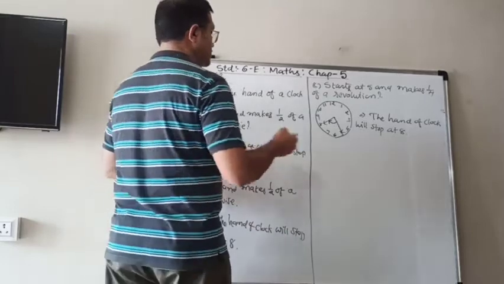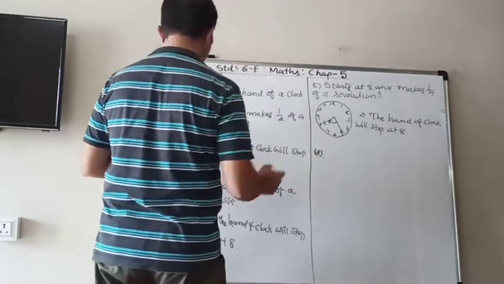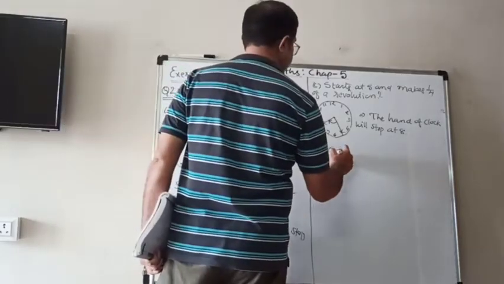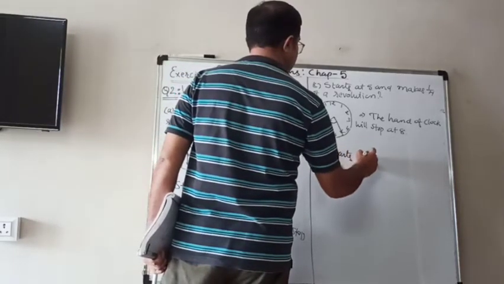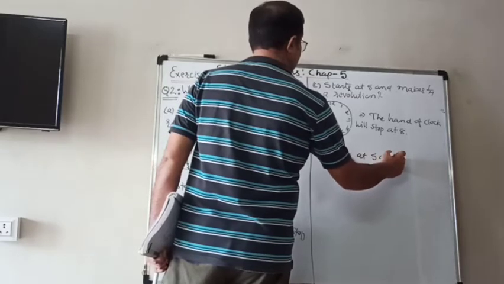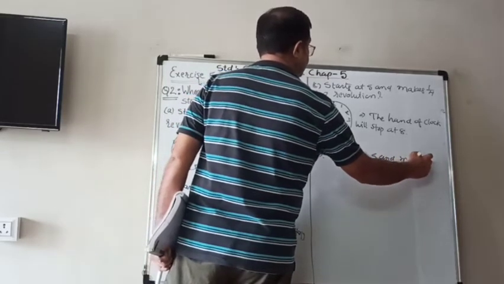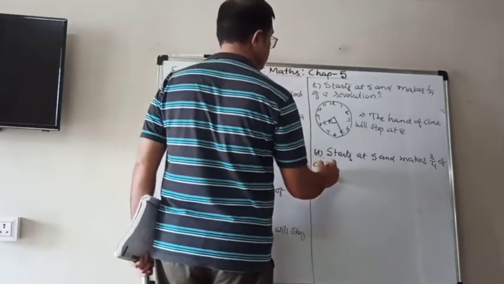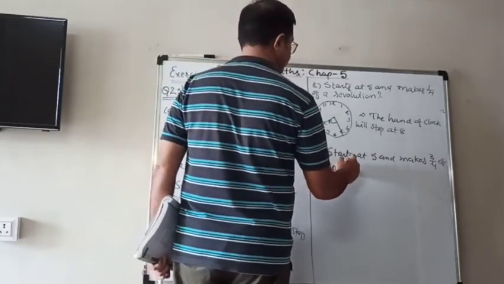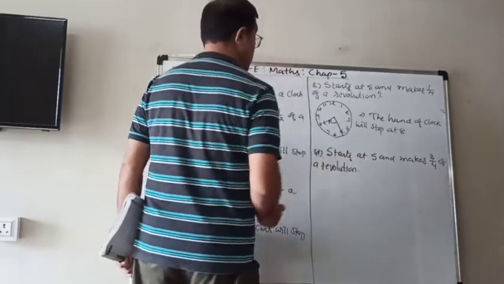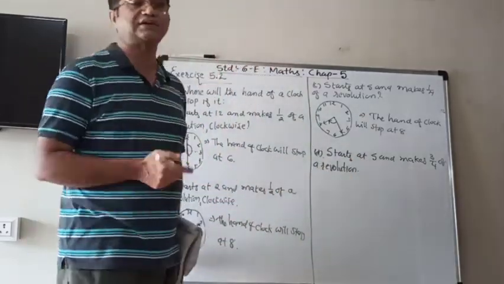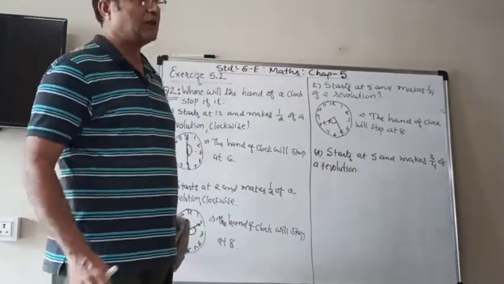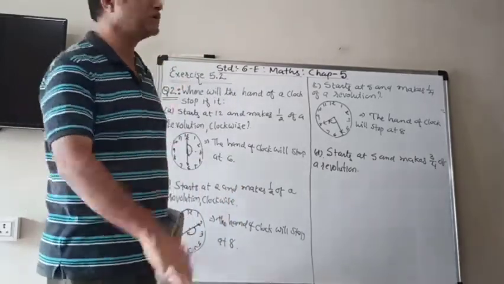Then the last situation, D is given as starts at 5 and makes 3/4 of a revolution. Now we know that 1/4 is one right angle. Half of a revolution means two right angles. Now 3/4 means three right angles.